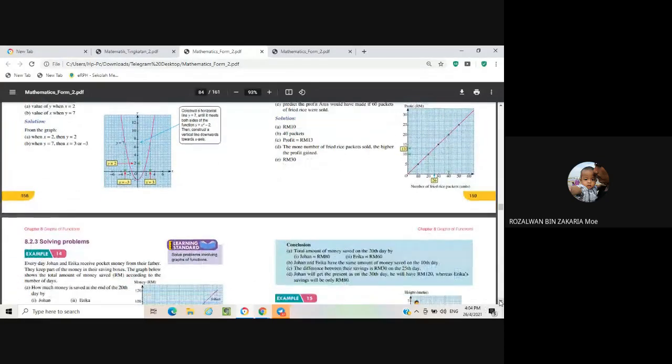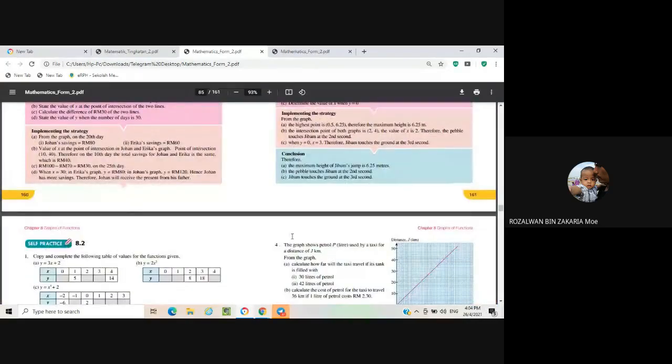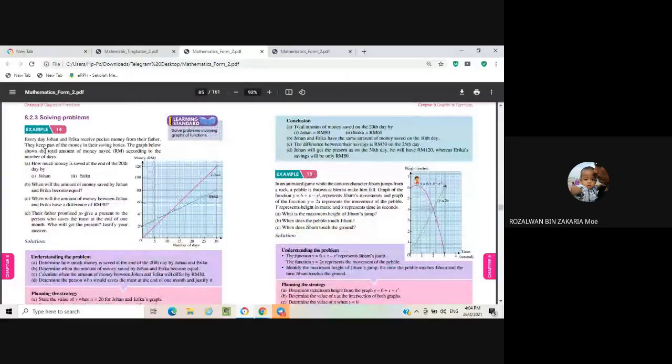Okay, look at the next page, page 160 in your textbook. Example 14 is a solving problem relating to the graph function. So the question is, every day, Johan and Erika receive pocket money from their fathers. They keep parts of the money in their saving box. The graph below shows the total amount of money saved, RM, according to the number of days.